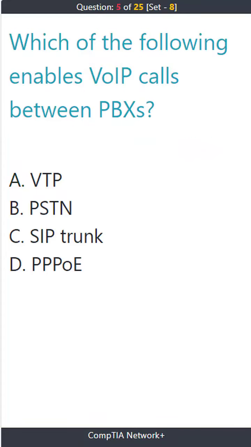Question 5. Which of the following enables VoIP calls between PBXs? A. VTP. B. PSTN. C. SIP trunk. D. PPPoE.